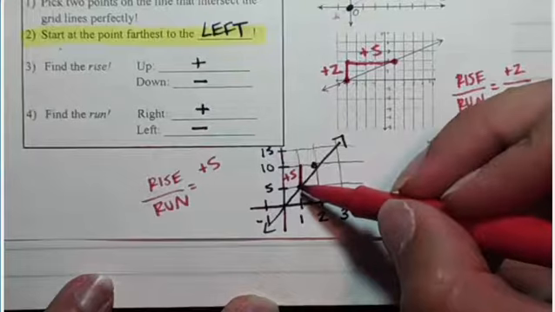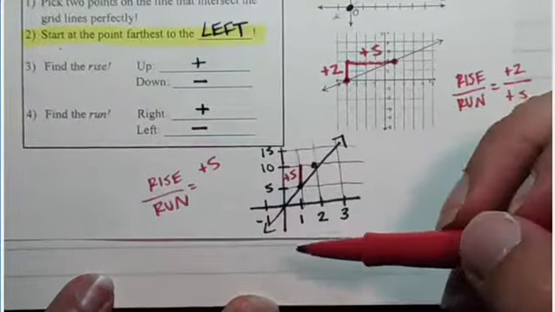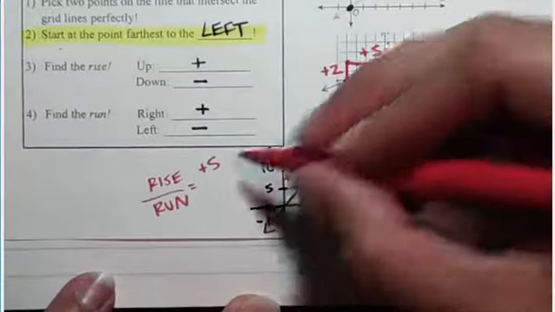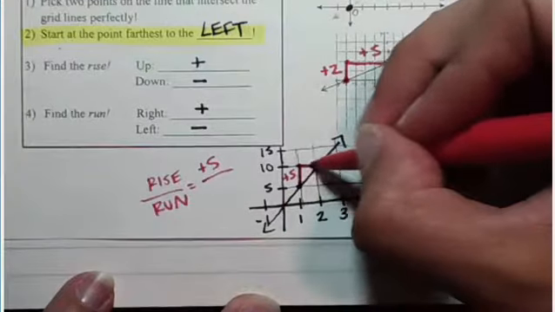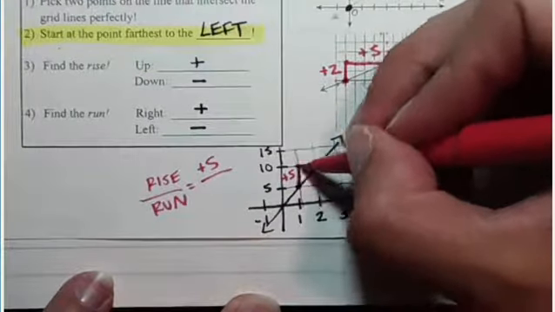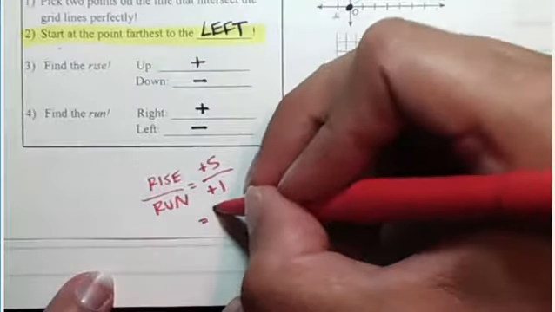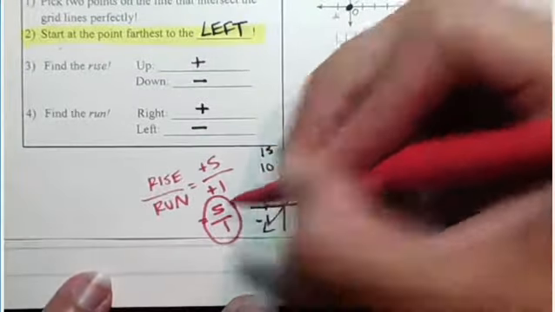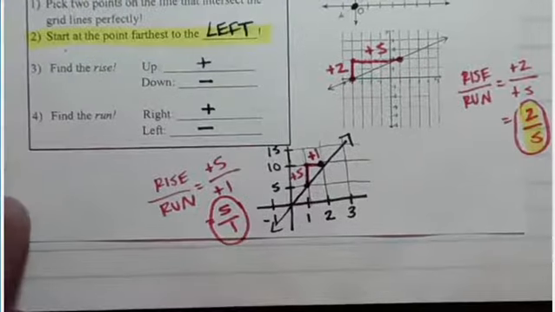So my rise here is plus 5, not 1. Okay, I went up 5 units. So we have to be safe and look at those intervals all the time. From here, for my run, I'm going to go over 1 box, and I went over from 1 to 2. So I went to the right 1. So my slope here would be 5/1. So be careful when it comes to the intervals. You need to be very, very cautious as you're finding the slope. Okay, those are slopes from a graph.